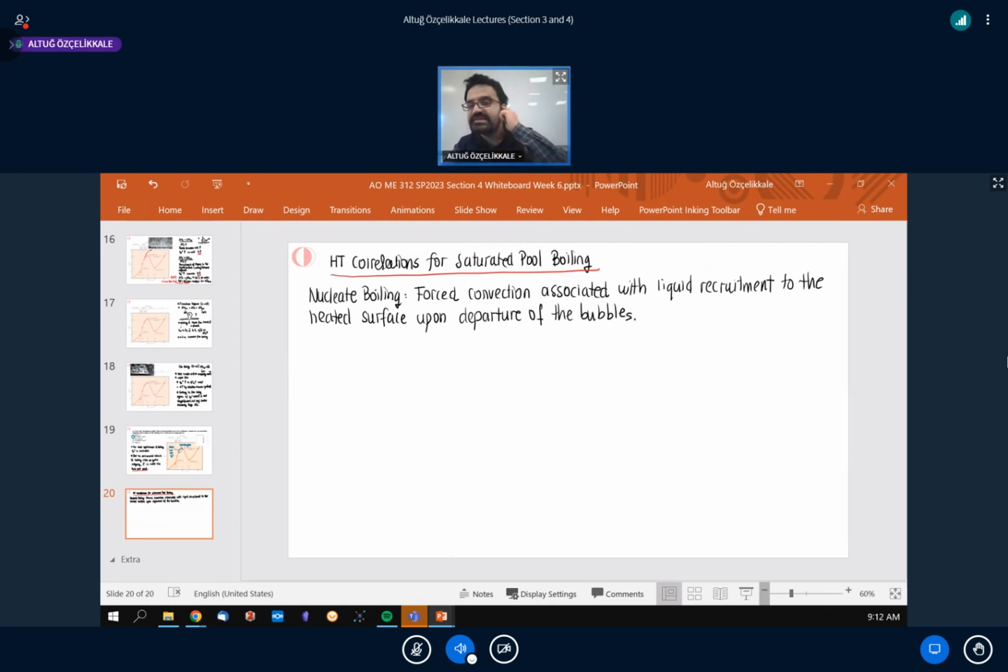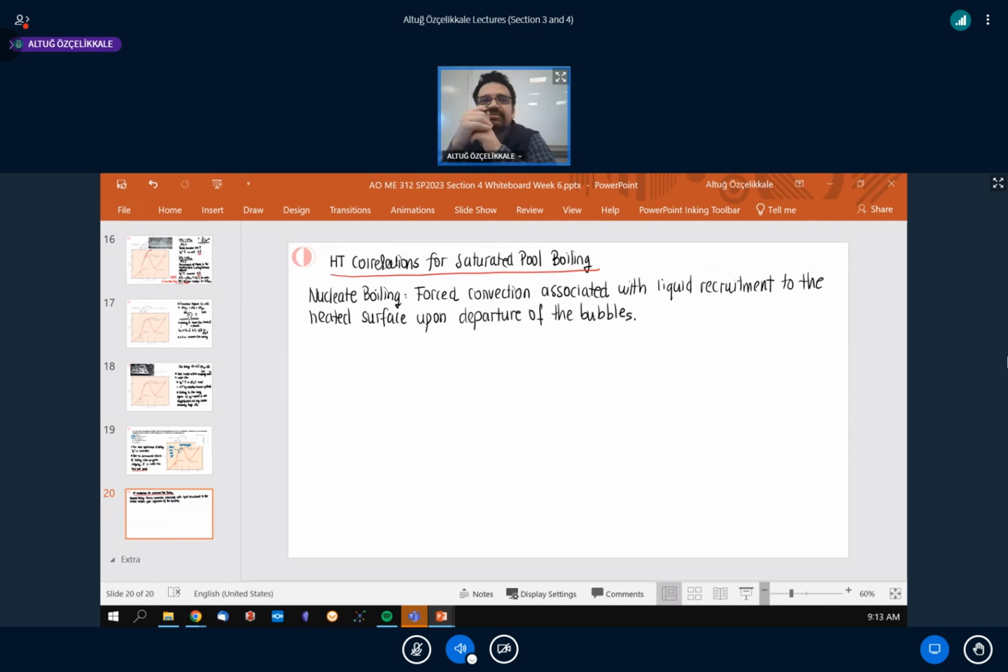Okay, so that's the mechanism. And we know that the typical correlation for Nusselt number in that case is a function of Reynolds and Prandtl number through a power law relationship, with C a coefficient, Reynolds number raised to some exponent m, and Prandtl number raised to some exponent n. However, the length scales, what are the length scales here?